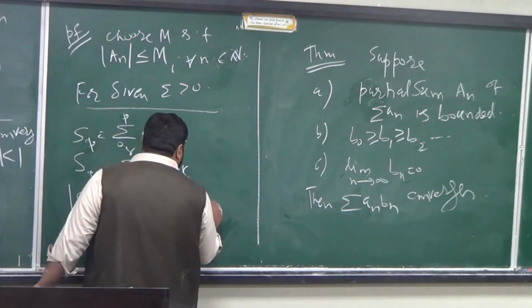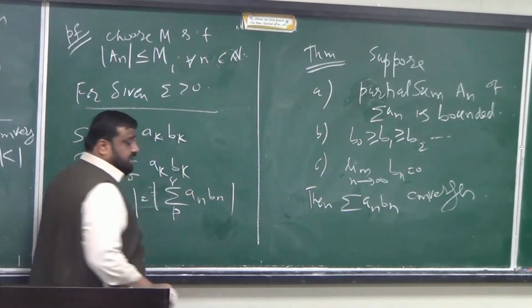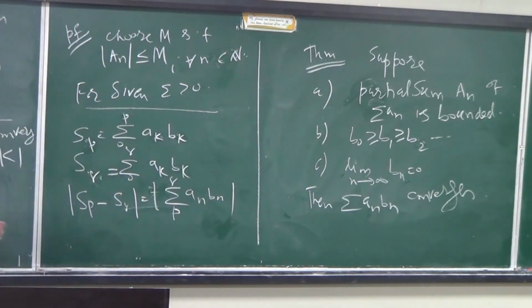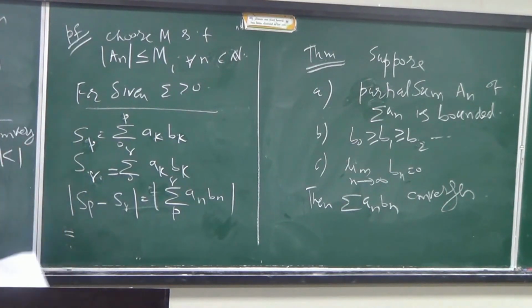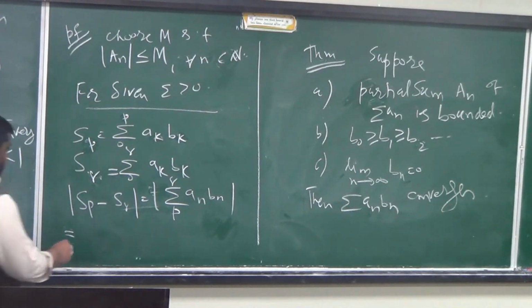I can choose index A and B, and now I can apply the summation by parts formula. Agree? Apply the summation by parts formula. If I apply the summation by parts formula, what will I have?